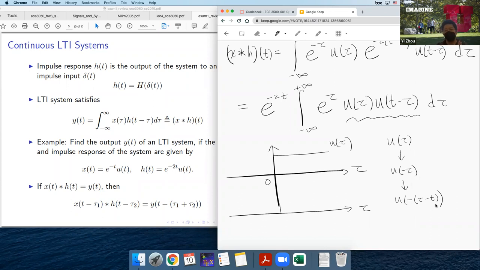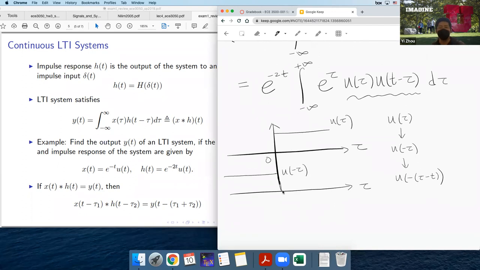However, when you say shift to the right by t units, this t can be either positive or negative. If the t you are looking at is positive, then we are shifting the reversed unit step function to the right by some units. But if t is negative, then we are basically shifting this one to the left because of the sign. So this is u(negative tau). Okay, this is also clear.